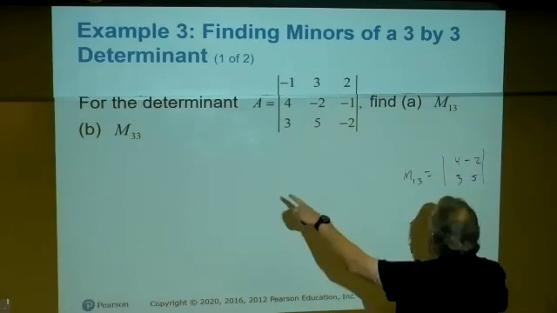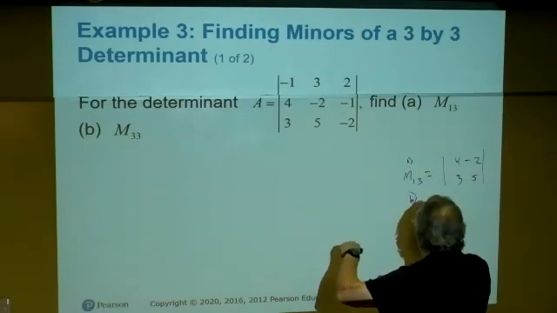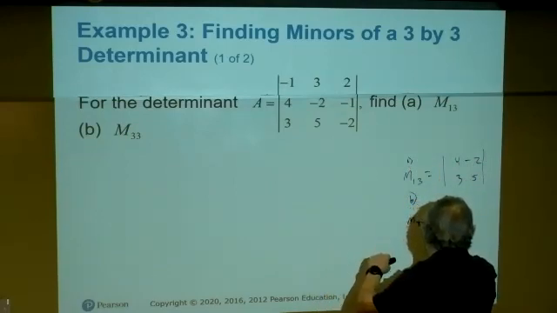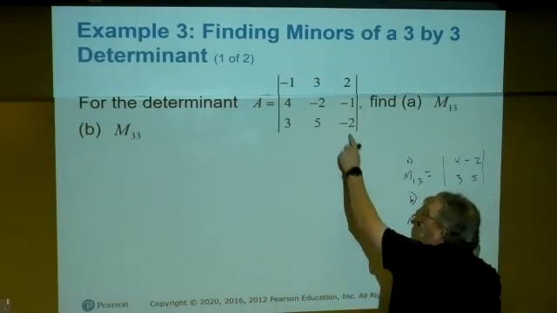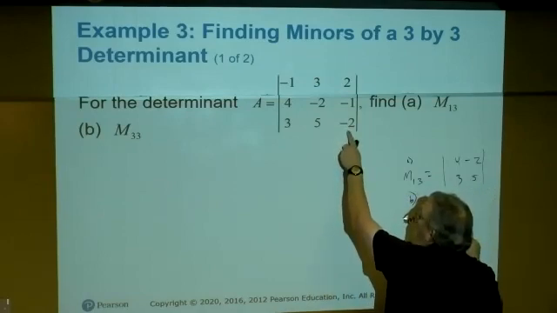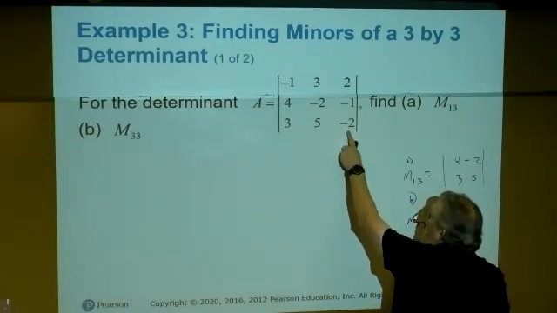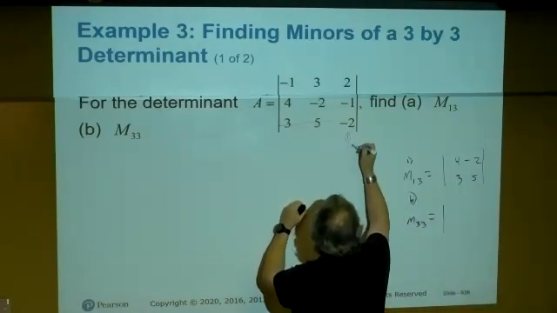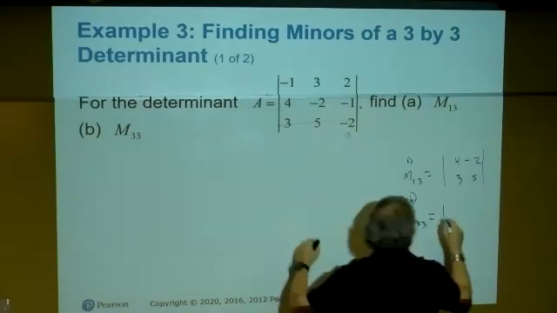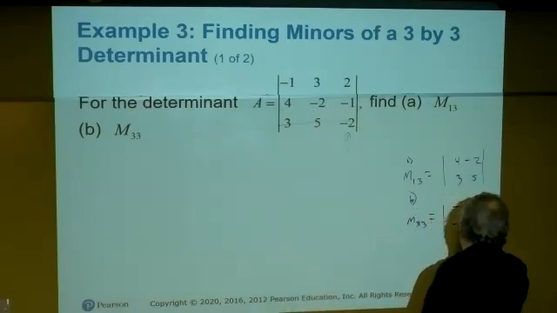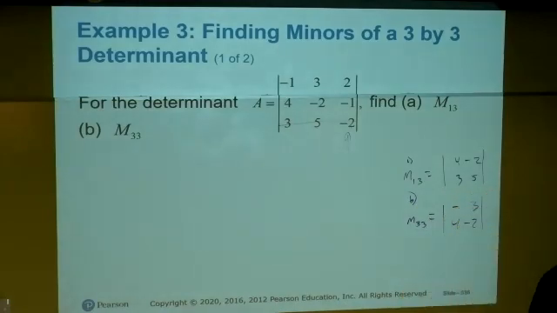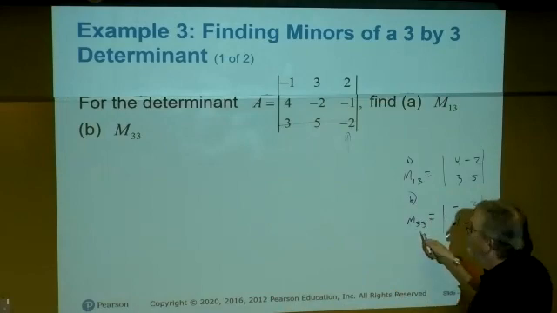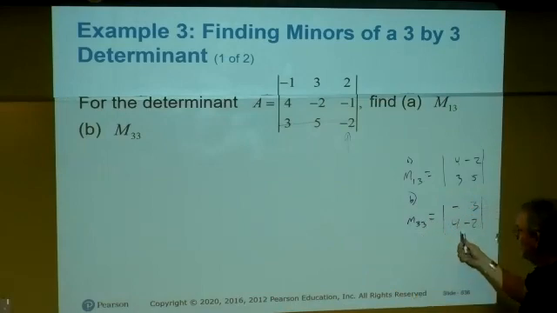And letter B, this was letter A. Letter B, M33, well, that's third row, third column. Third row, third column is -2. So I want the minor for this entry. So I'm going to ignore this row and this column. So the remaining 4 numbers, -1, 3, 4, and -2 are the minors for that entry. So this is talking about this minor.